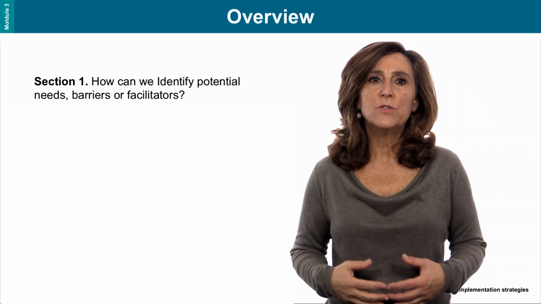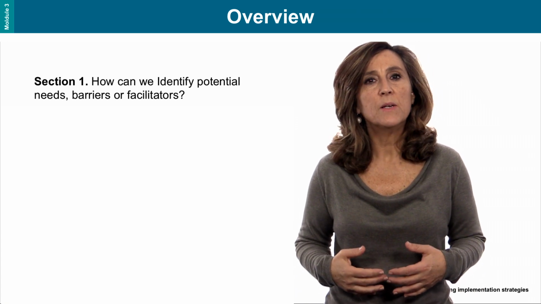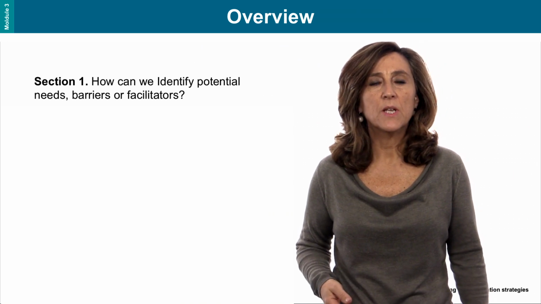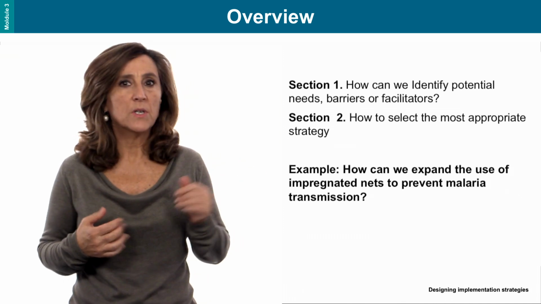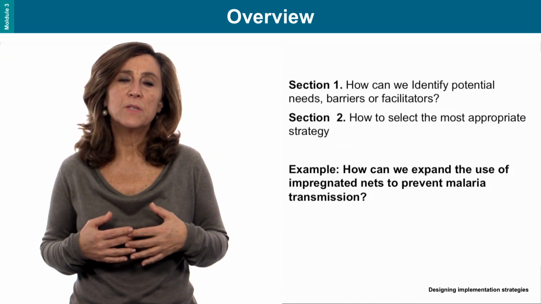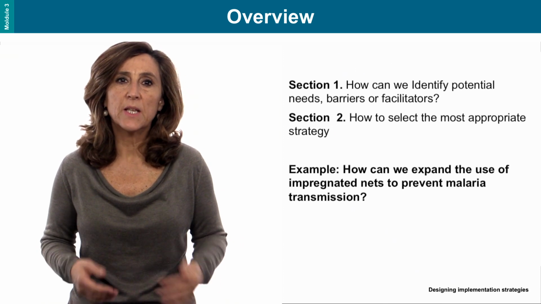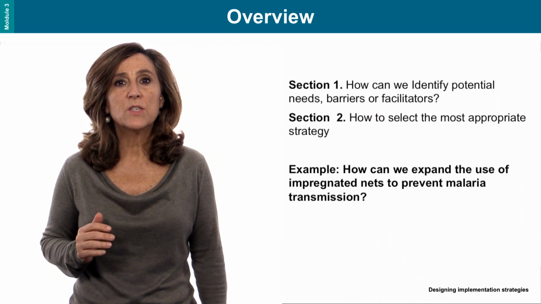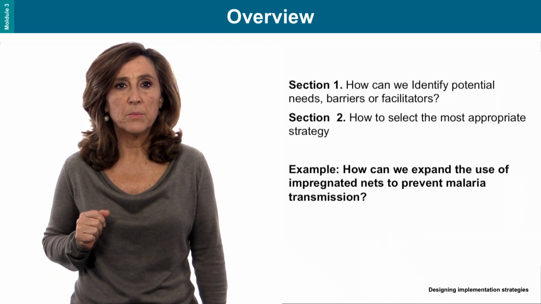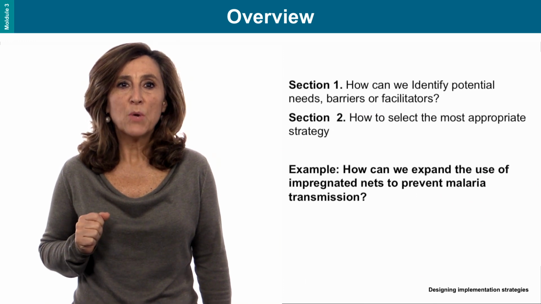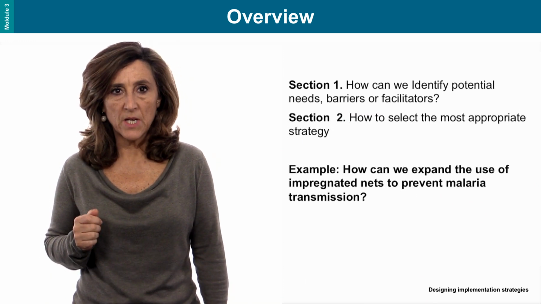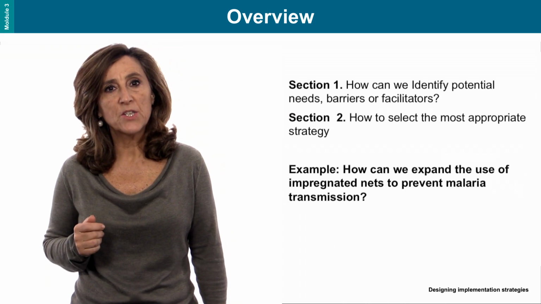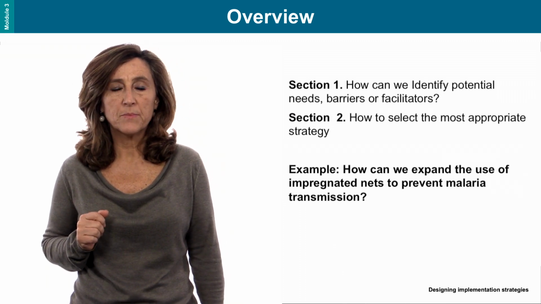First, I'm going to introduce you to some approaches to identify potential needs, barriers, and facilitators to implementation. Then, I'm going to talk about some factors that must be taken into account in the selection of the most appropriate implementation strategies, and this together with real-life examples. And finally, I'm going to present you a very recent study on specific methods that can be used to improve the selection of implementation strategies.